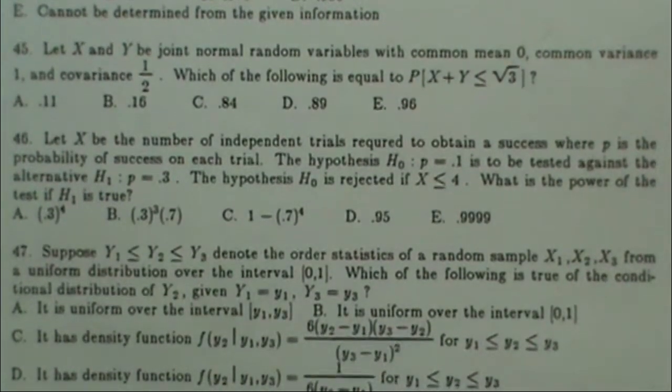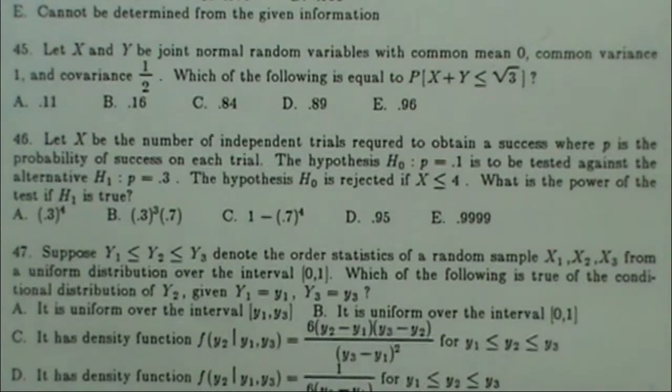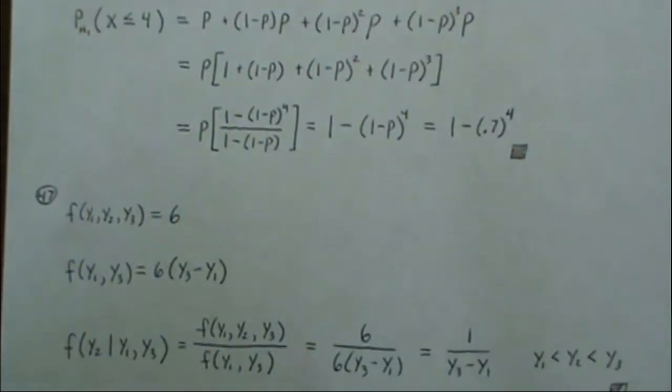Problem number 46. Let x be the number of independent trials required to obtain a success, where p is the probability of success on each trial. The null hypothesis that p is equal to 0.1 is to be tested against the alternative hypothesis that p is equal to 0.3. The null hypothesis is rejected if x is less than or equal to 4. What is the power of the test if H1 is true?